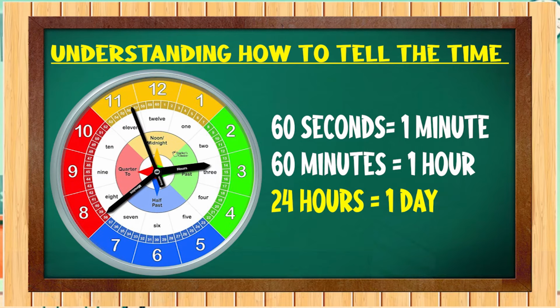The other concept we would examine is that 24 hours is equivalent to 1 day. So once 24 hours have passed, meaning that the short hand went around the clock twice, so it made an entire rotation twice, 2 times around the clock, that means a day would have passed.